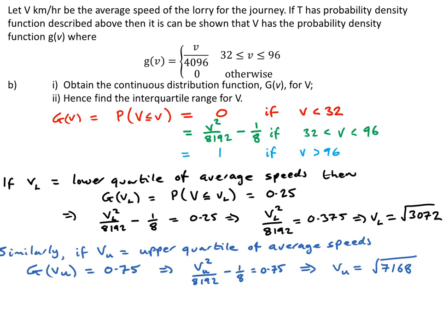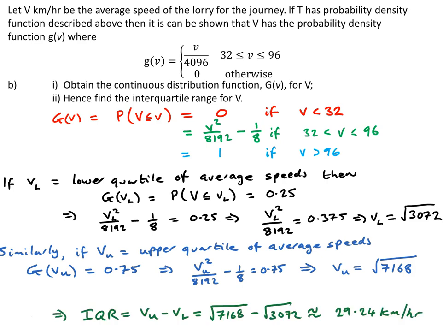So the interquartile range is the upper quartile minus the lower quartile, so that's the square root of 7,168, take away the square root of 3,072, which gives us an answer of roughly 29.2 kilometers per hour.